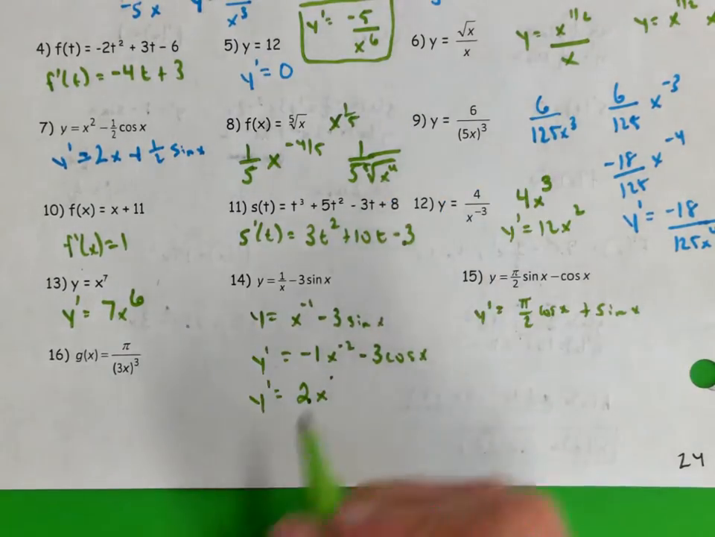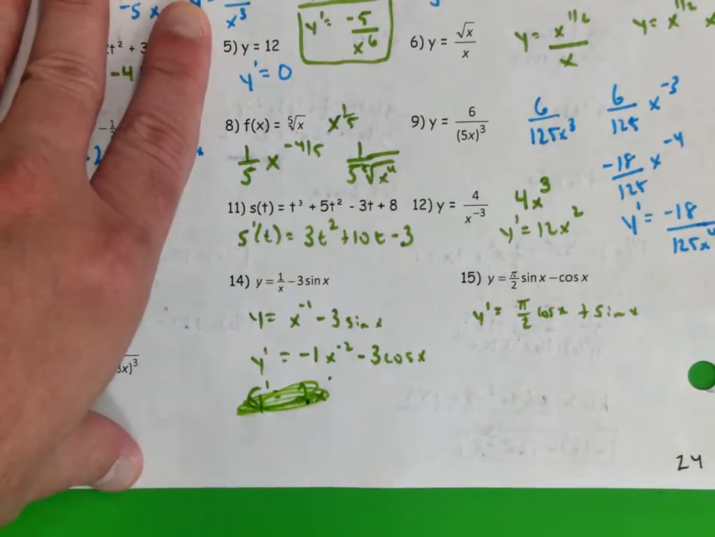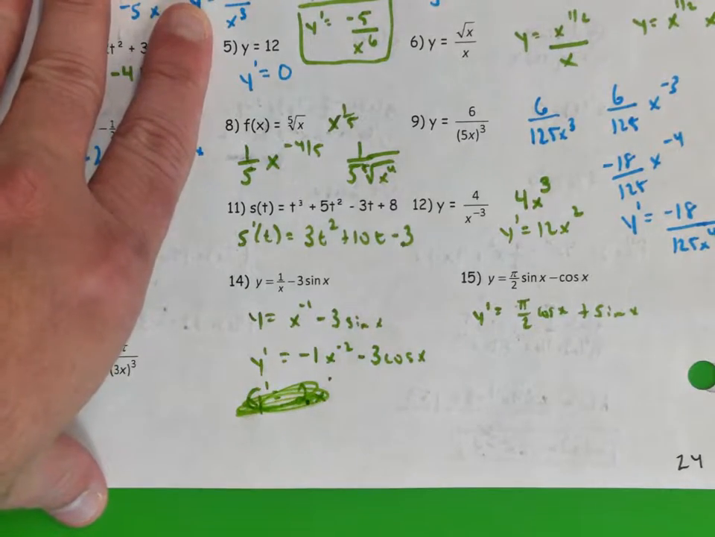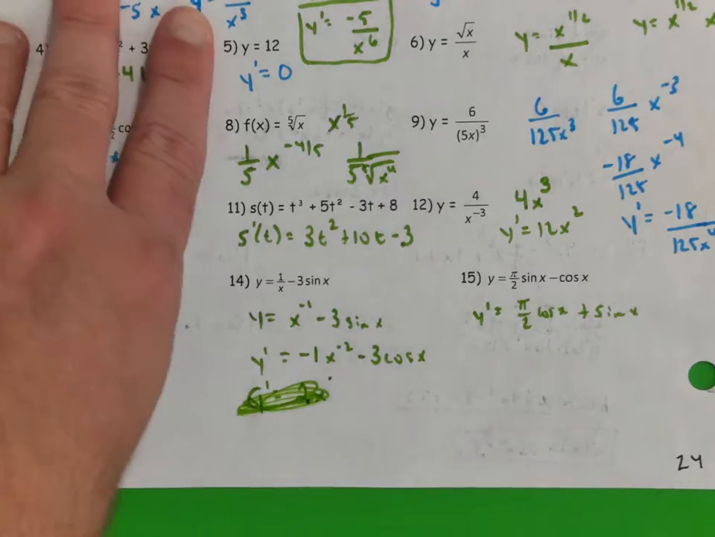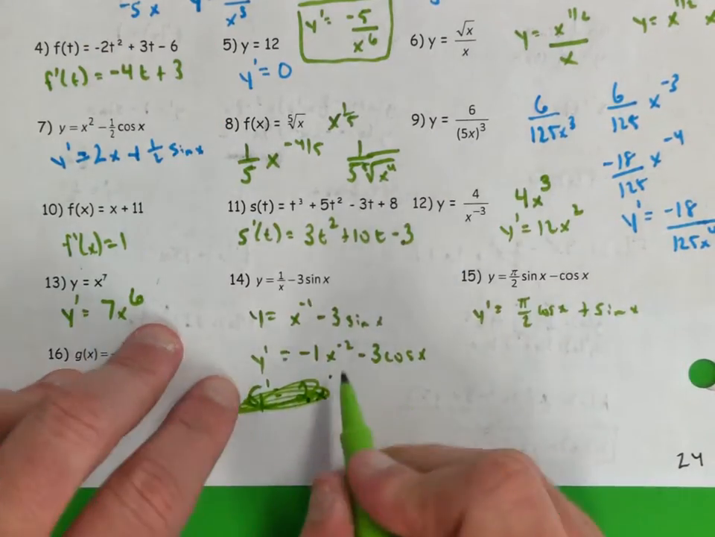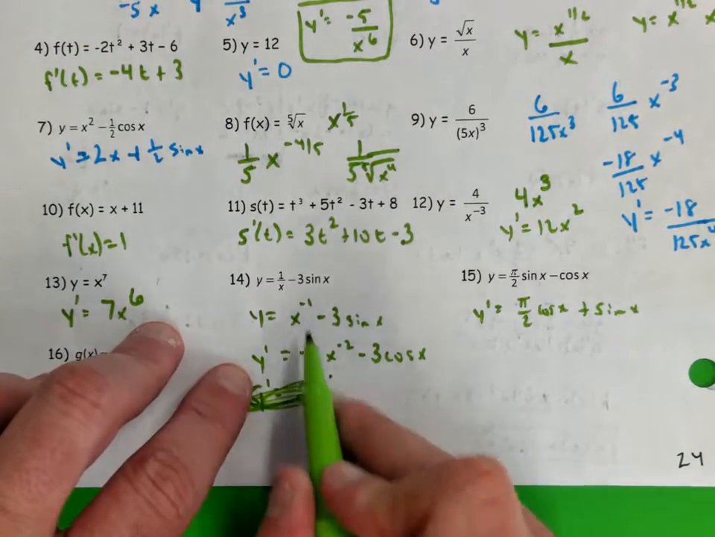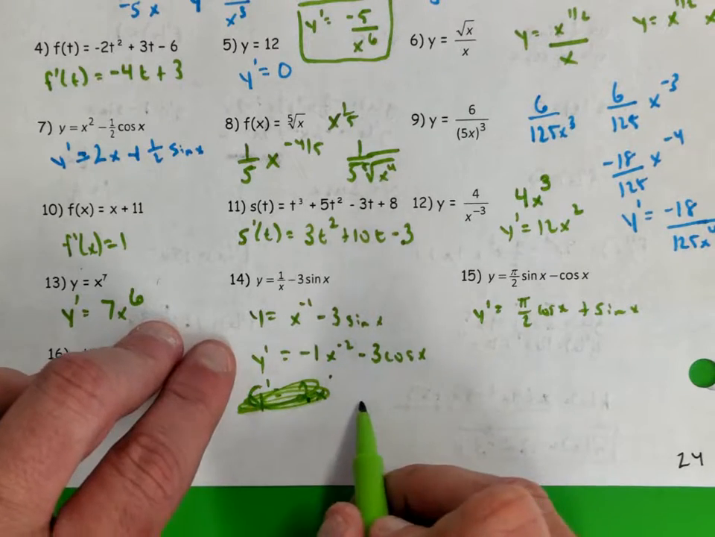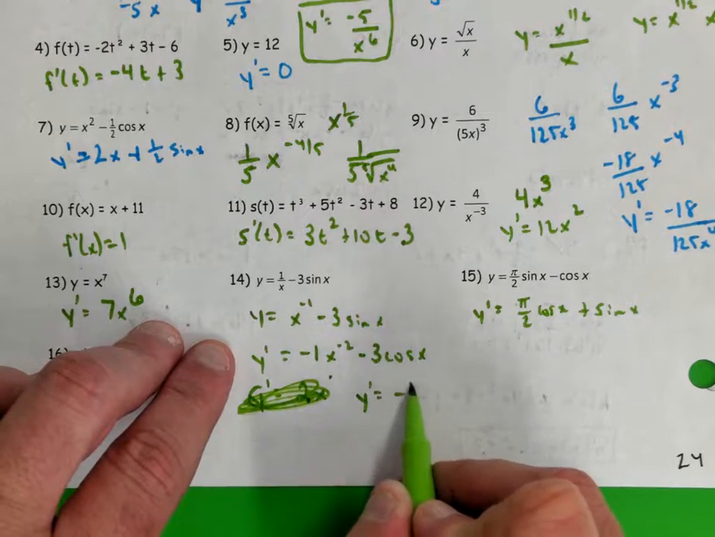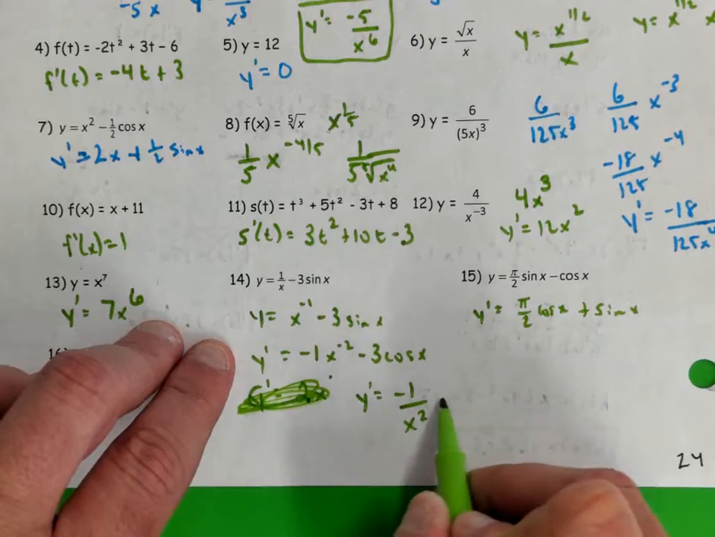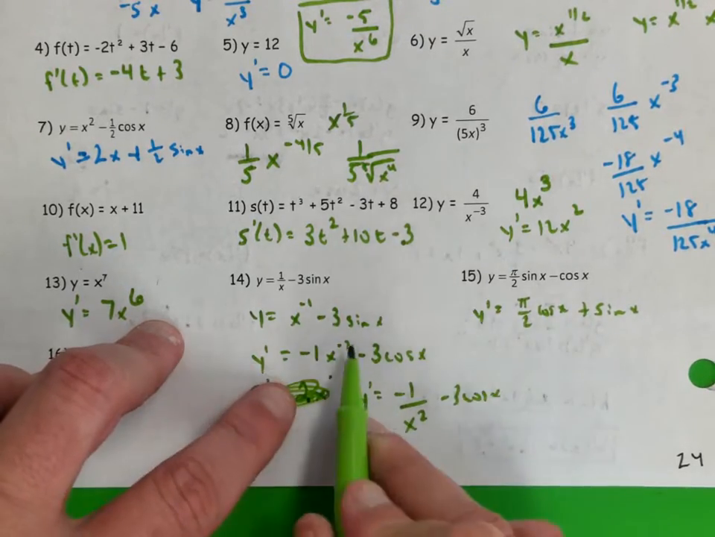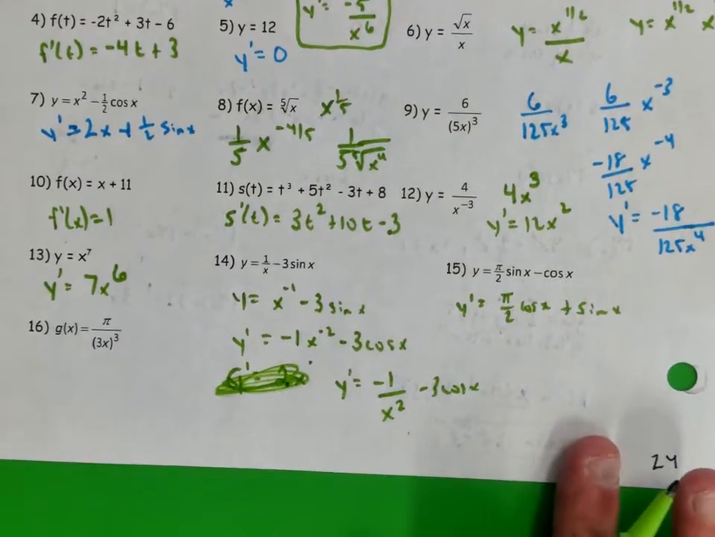Oh, wait, I just did that, didn't I? Now, when you get to calculus, sometimes you do the second derivative and the third derivative. I just need to clean it up. Sorry. Negative 1 times 1 is negative 1. Negative 1 minus 1 is negative 2. So now y prime equals negative 1 over x squared minus 3 cosine x. I just brought that under to clean it up. Sorry, guys.